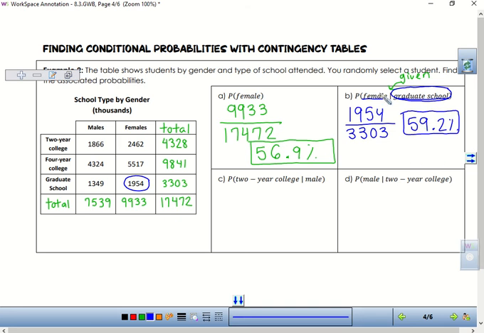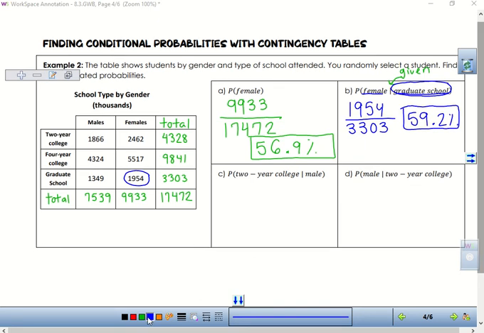So basically what this means is given. So you're assuming we're looking at the total pool of graduate school students. Now we're going to look at students who went to a two-year college, given that we're only looking at male students, right? So let's go ahead and set this up. The first thing you do is find the number of two-year college students who are male, which is how many?